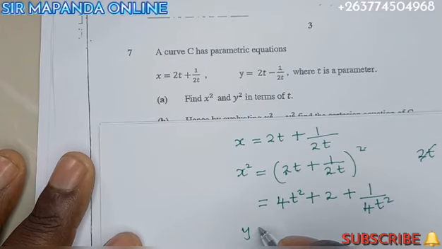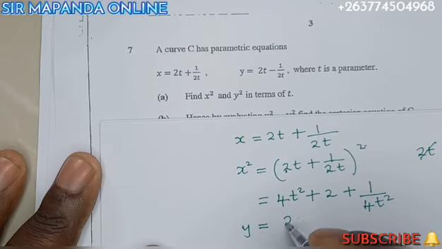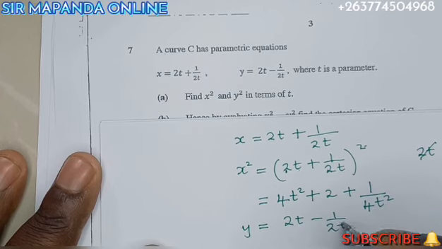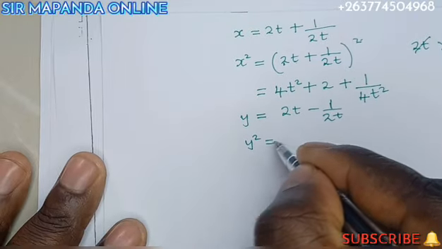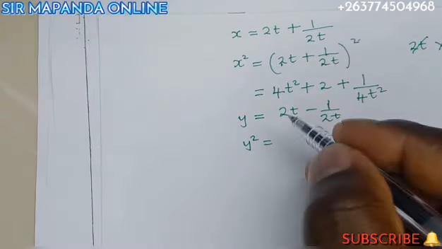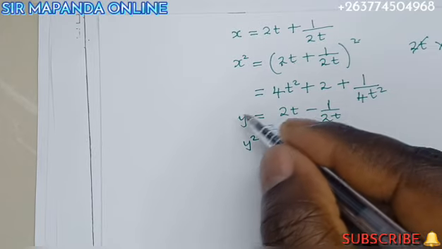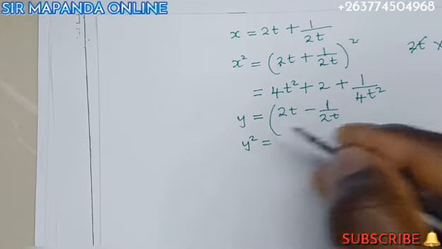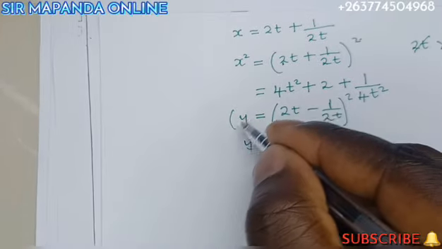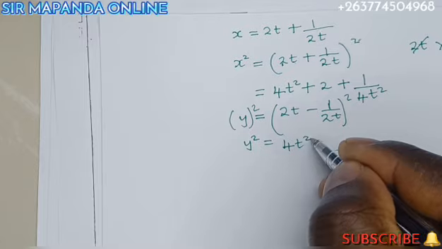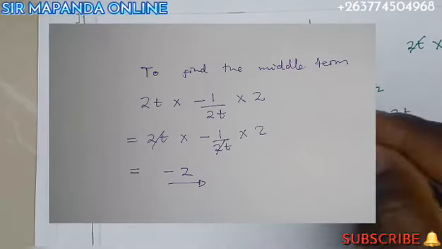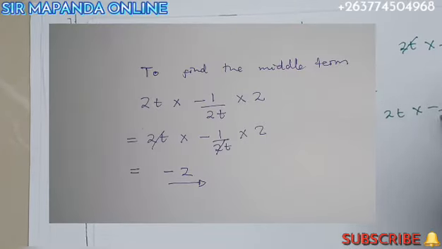Then we are given y is equals to 2t minus 1 over 2t, and they want you to find y squared. Right, so if we raise the first term again with 2 you get 4t squared. Then you are saying 2t, the first term, times minus 1 over 2t, the second term, times 2.